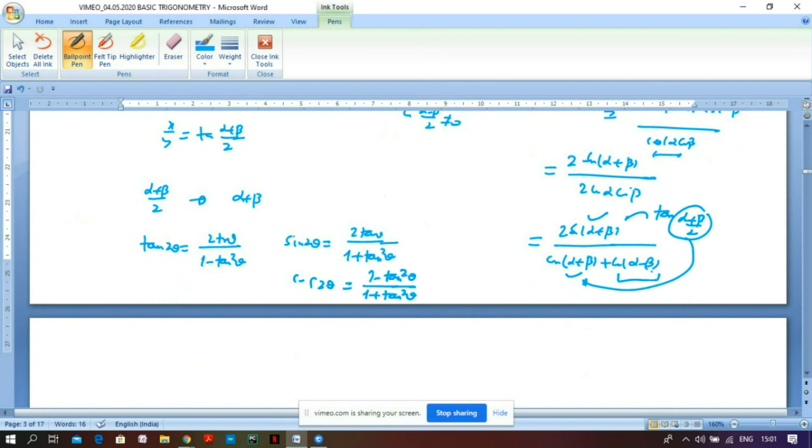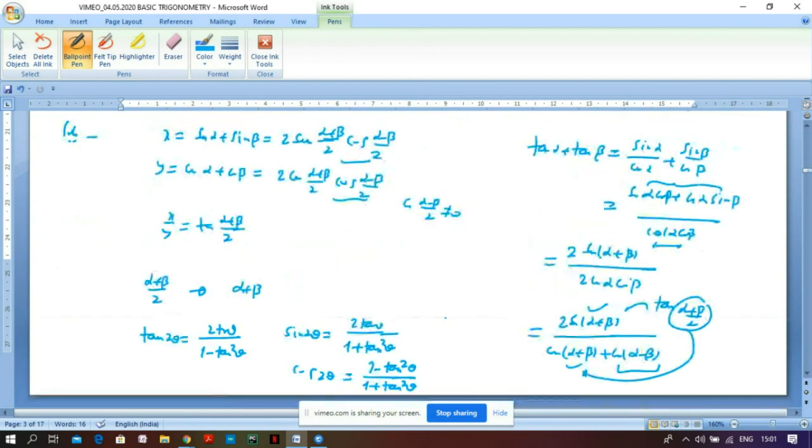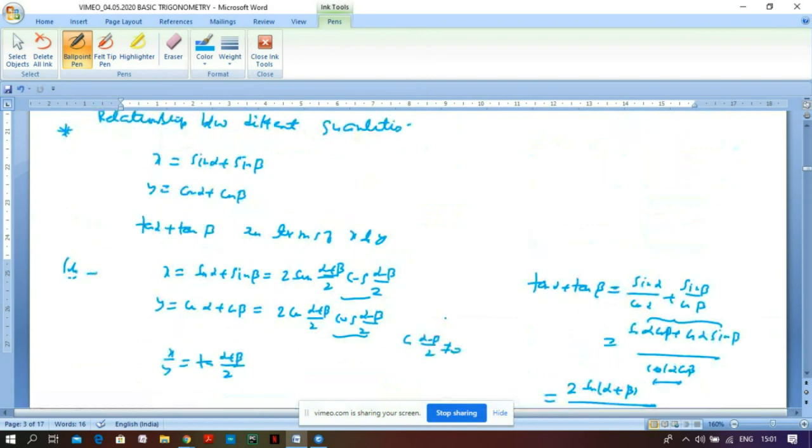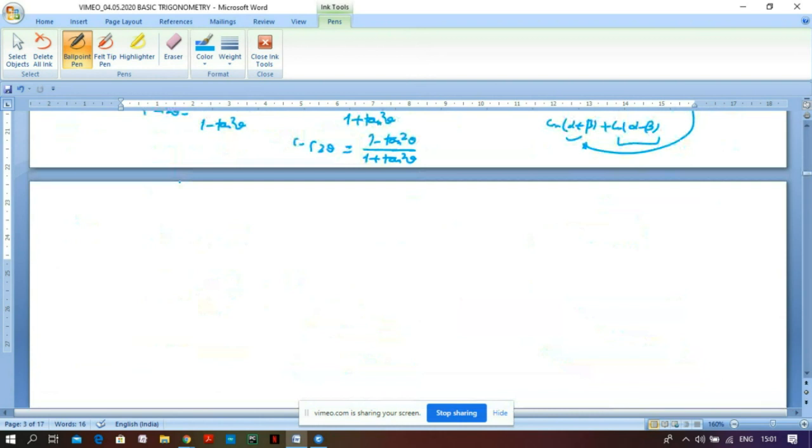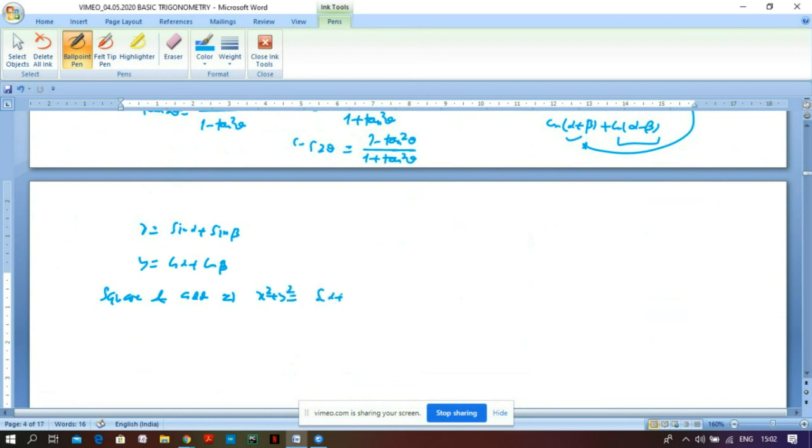Remaining is cos of (alpha minus beta). For that we do a small thing again: I can square and add these relations, x equal to sine alpha plus sine beta and y equal to cos alpha plus cos beta. That's a time honored trick. So square and add, you will get x squared plus y squared is (sine alpha plus sine beta) whole square plus (cos alpha plus cos beta) whole square.